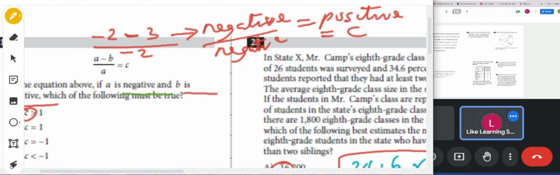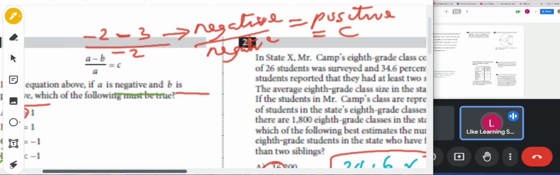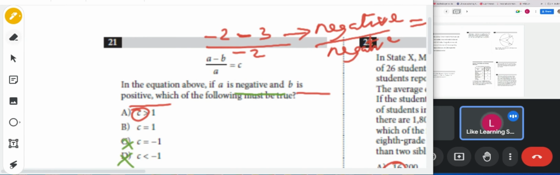Alright, sometimes in those non-calculator questions, there's a way they can ask this and ask you to simplify something.